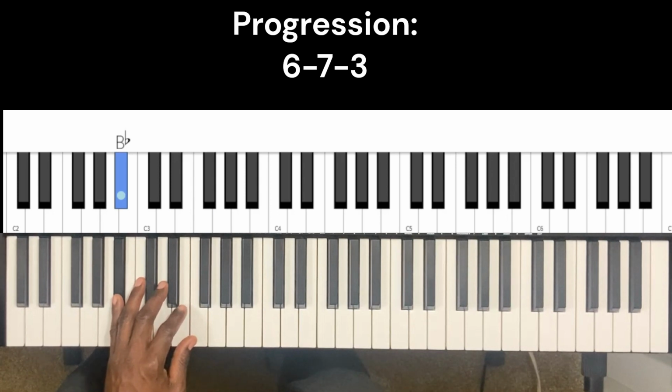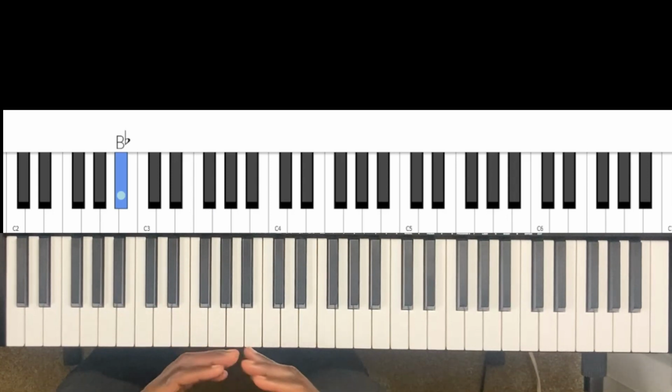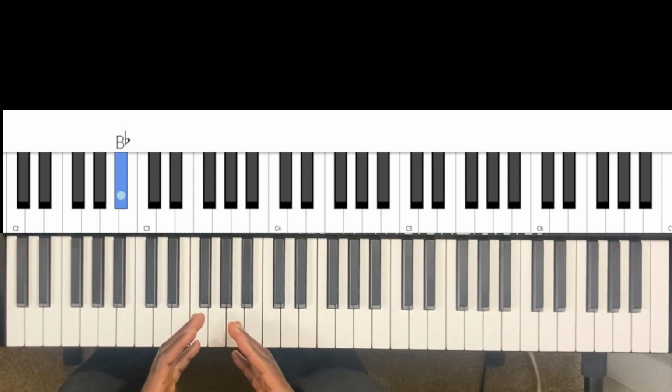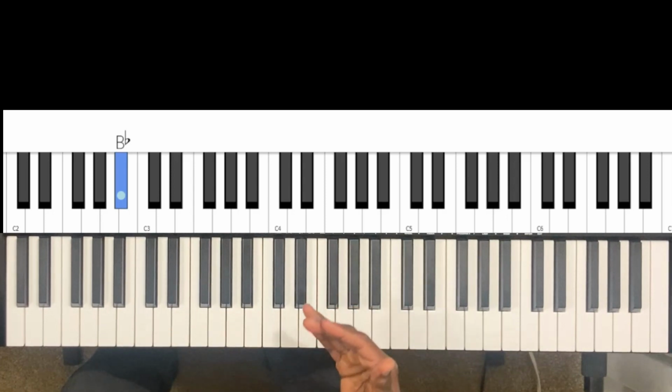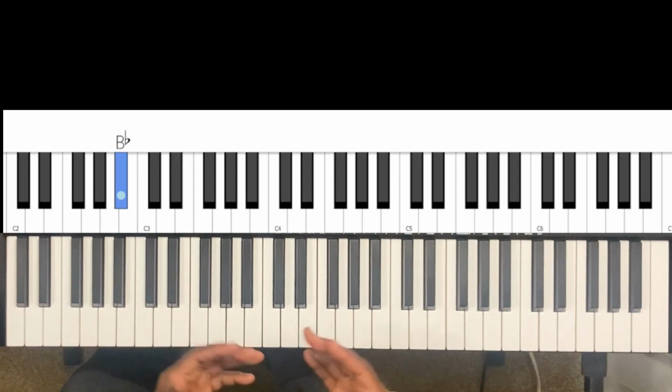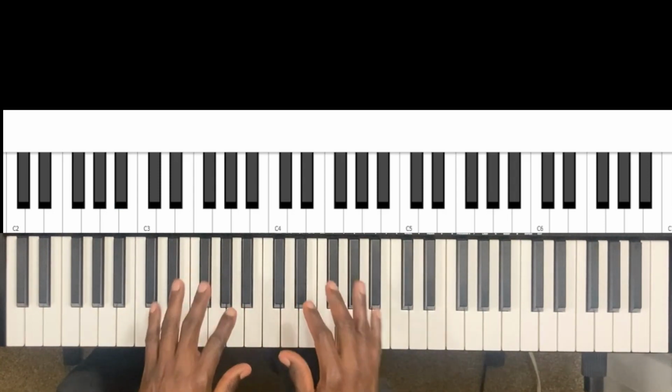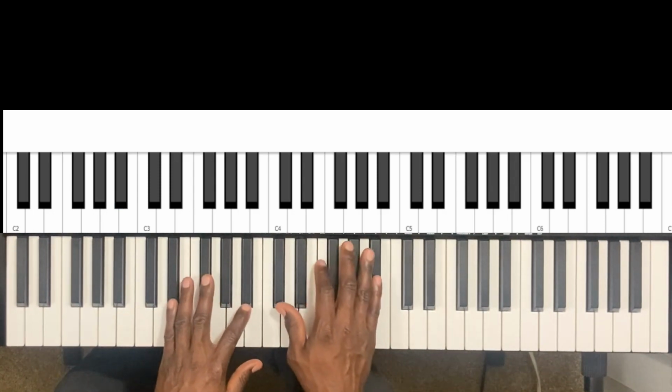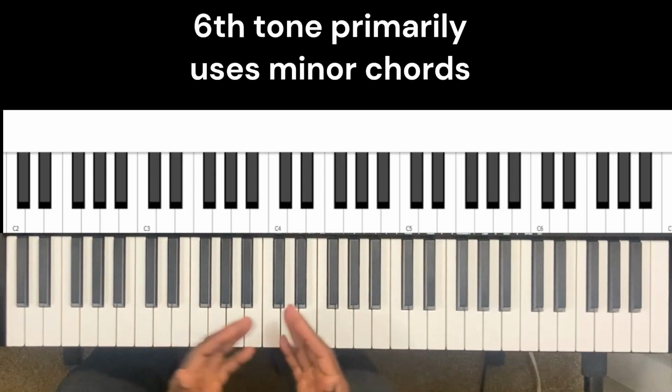And because I've already learned the major scale and the relative minor scale, I've learned how to number the scale. I memorize the chords, right? Because there's only so many chords. I know that if I'm on the 6th tone, I'm going to primarily be using minor types of chords. And I know, hey, there's only so many minor chords.